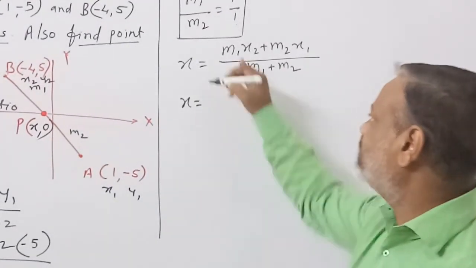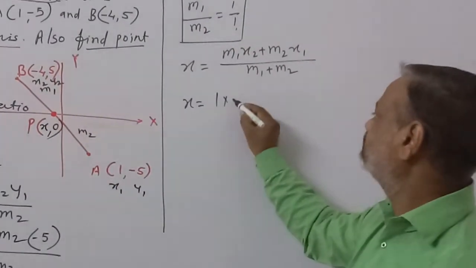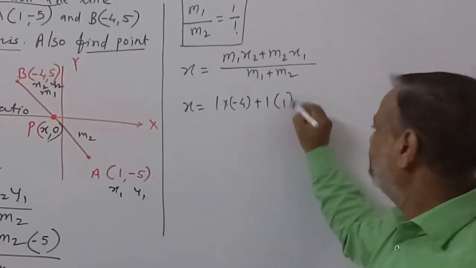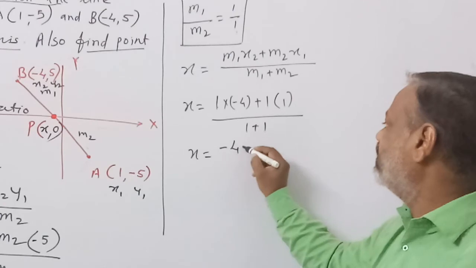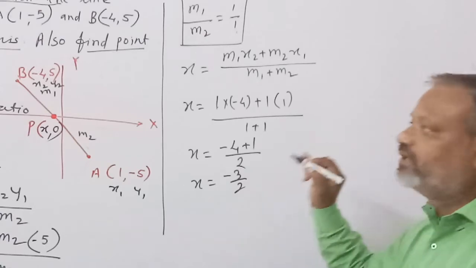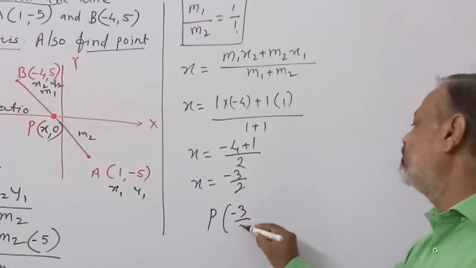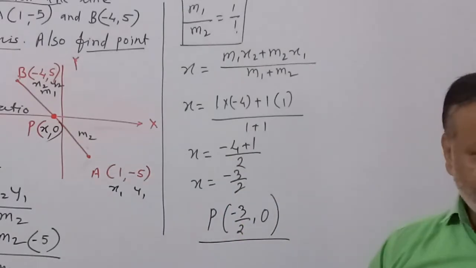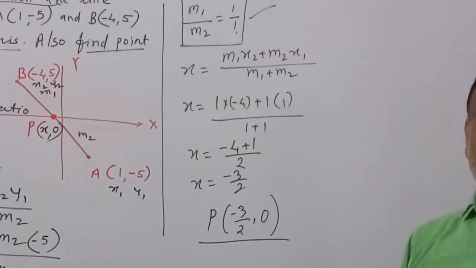Therefore x is equal to m1, that is 1, into x2, which is -4, plus m2, that is 1, into x1, which is 1, divided by 1 plus 1. So x is equal to (-4 plus 1) upon 2, so x is equal to -3 upon 2. So the point of division is P and its coordinates are (-3 upon 2, 0). This is the point which is on the x-axis and divides AB in the ratio 1:1.